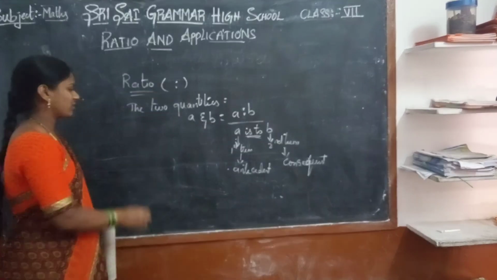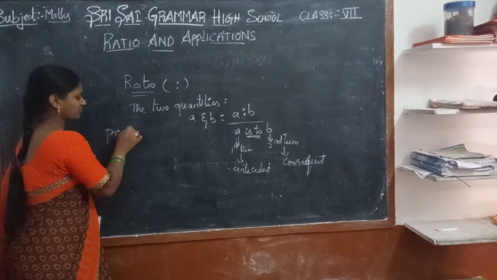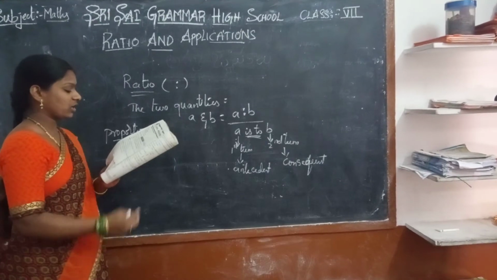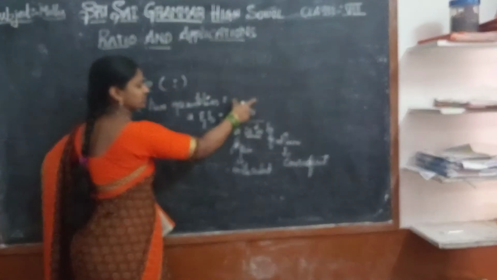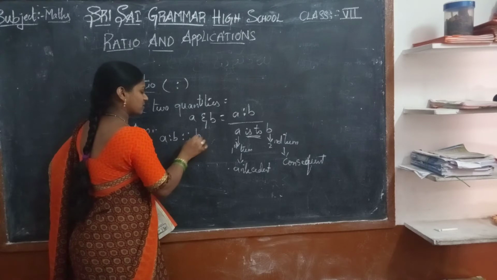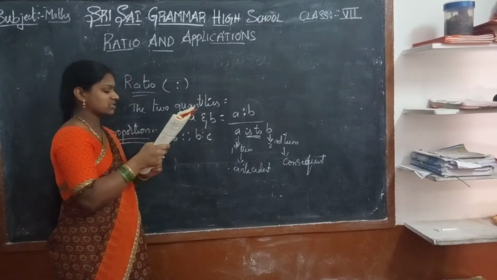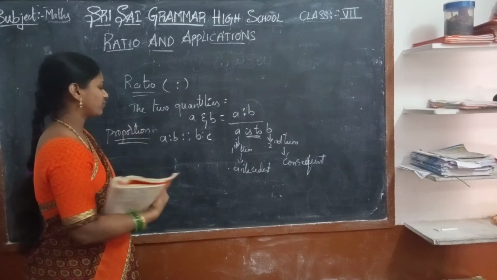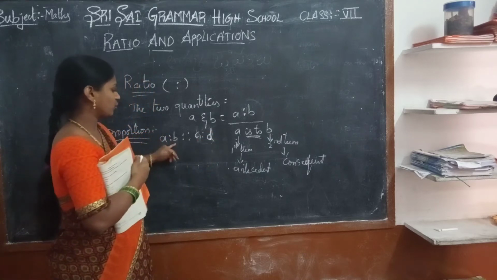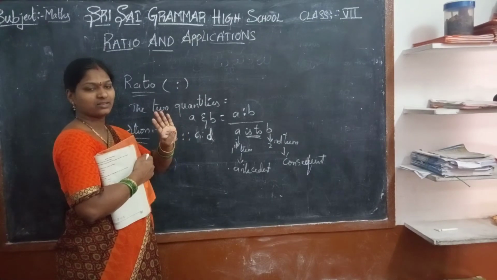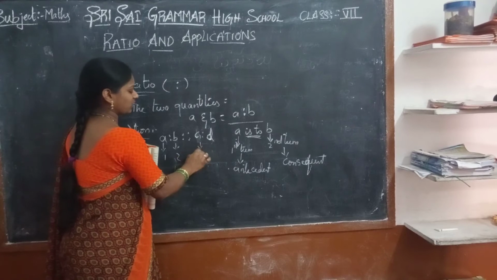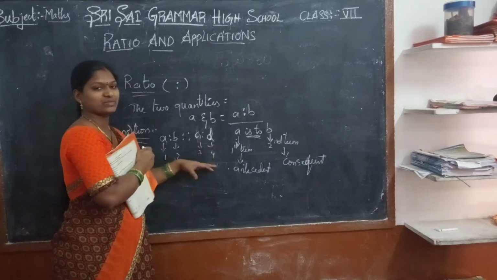And when you come to proportion, we have two ratios: A is to B and C is to D. Here we are using four terms: 1, 2, 3, 4. First term, second term, third term, and fourth term. These four terms are called a proportion.